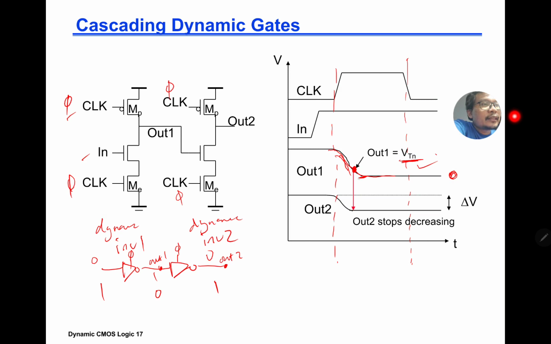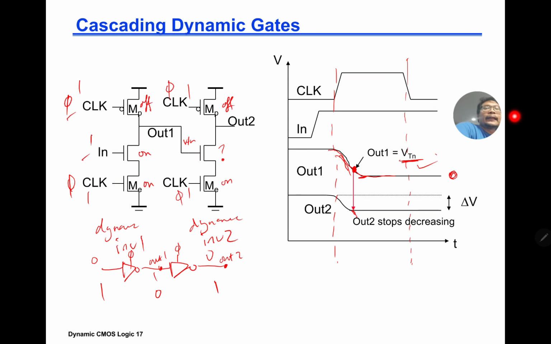So the thing is, as out 1 reaches VTN, out 2 is going to stop going down, stops decreasing. Because if your clock is 1, so this is off, this is off, this is on, this is on, and in is 1, this is on. And what happened to this guy, the out 1 transistor?